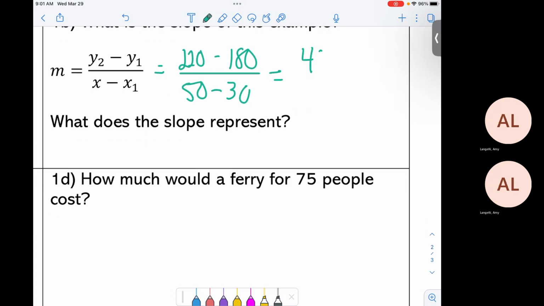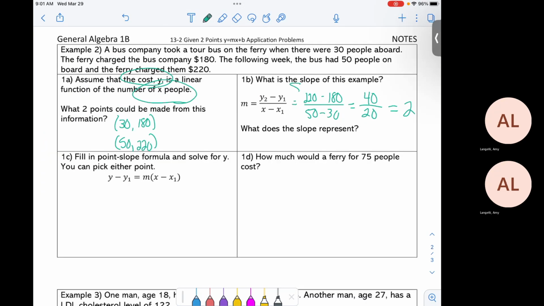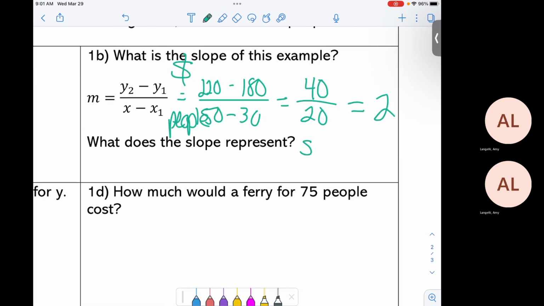40. Good. 50 minus 30? 20. That's a nice clean cut. 2. There you go. What does the slope represent? Knowing that y is the money and x is the people, what would I say there? Slope represents the money per person. Good. So it's $2 per person.